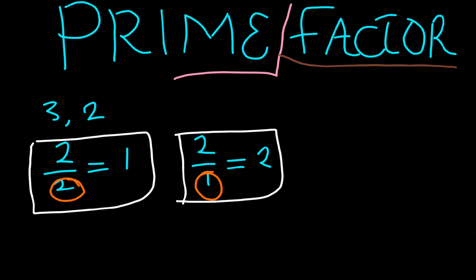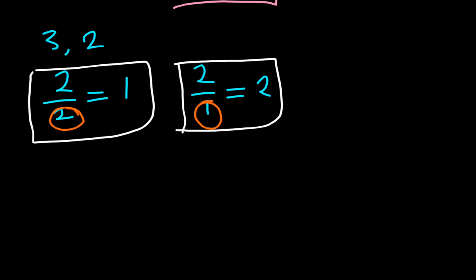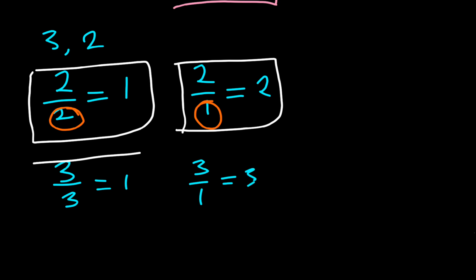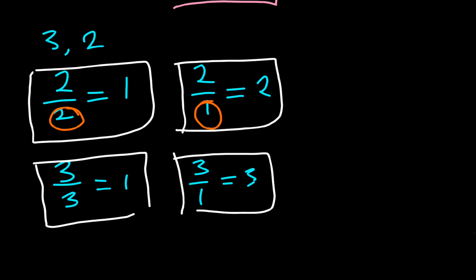Another example of a prime number is 3. Let's take a look. And so we have 3 divided by 3 would get 1, and also 3 divided by 1 you get 3. So these two conditions here also make the number 3 a prime number.